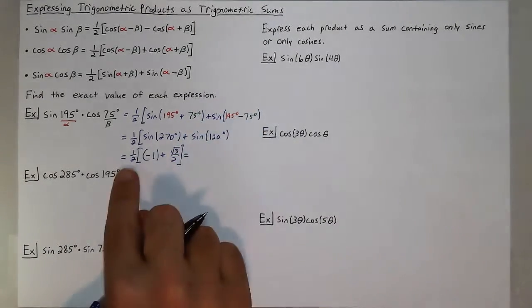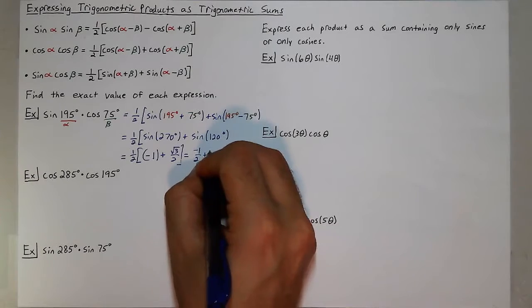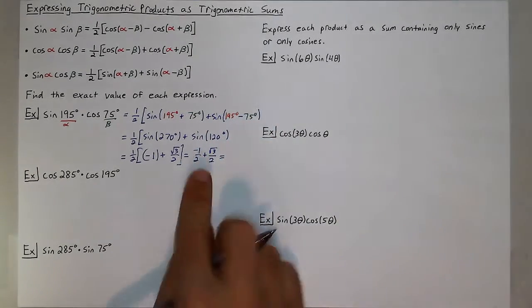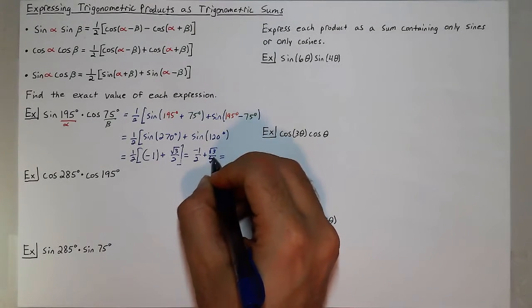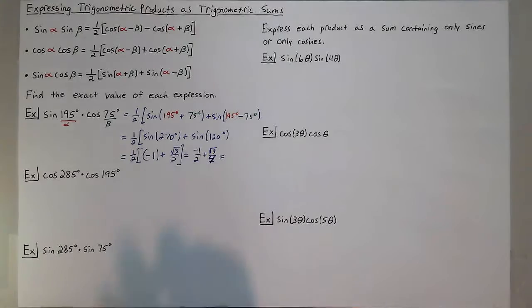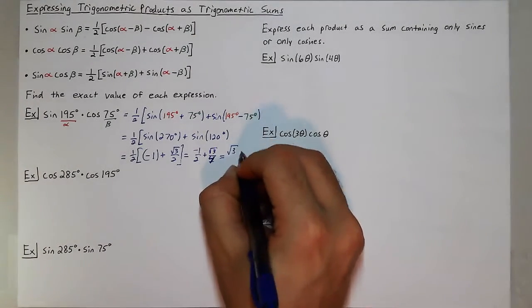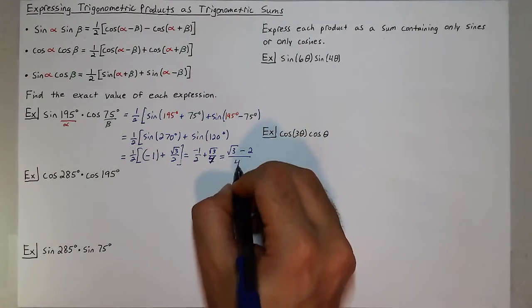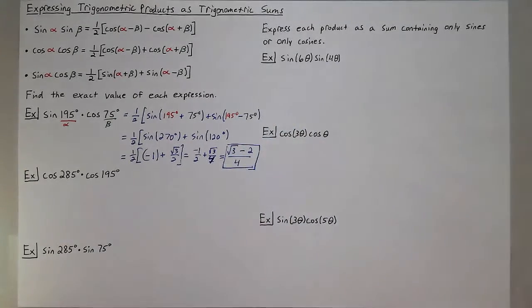So if I distribute the 1/2, I can get -1/2 plus the square root of 3 over 4, not 2. And I can combine these two fractions by finding a common denominator. That gives me the square root of 3 minus 2 over 4. Let's do this with another example.